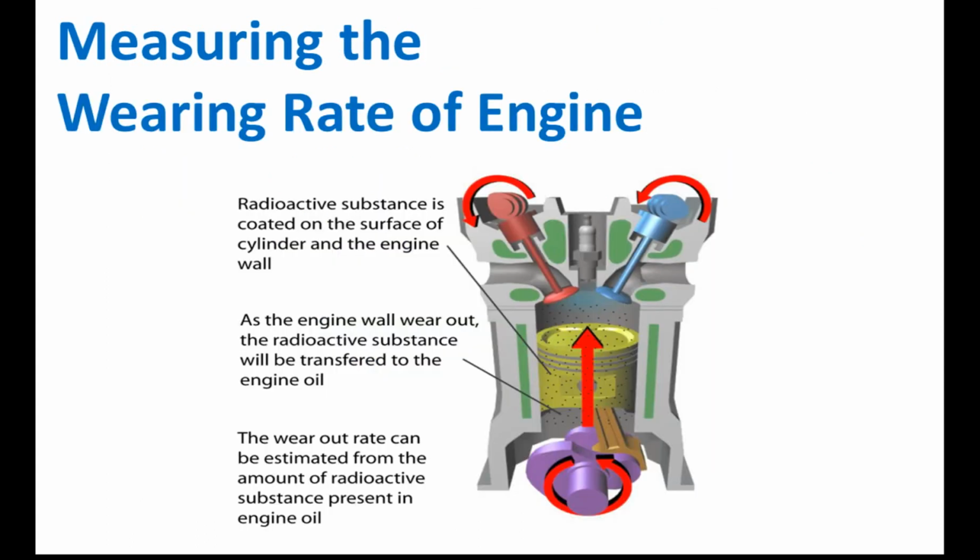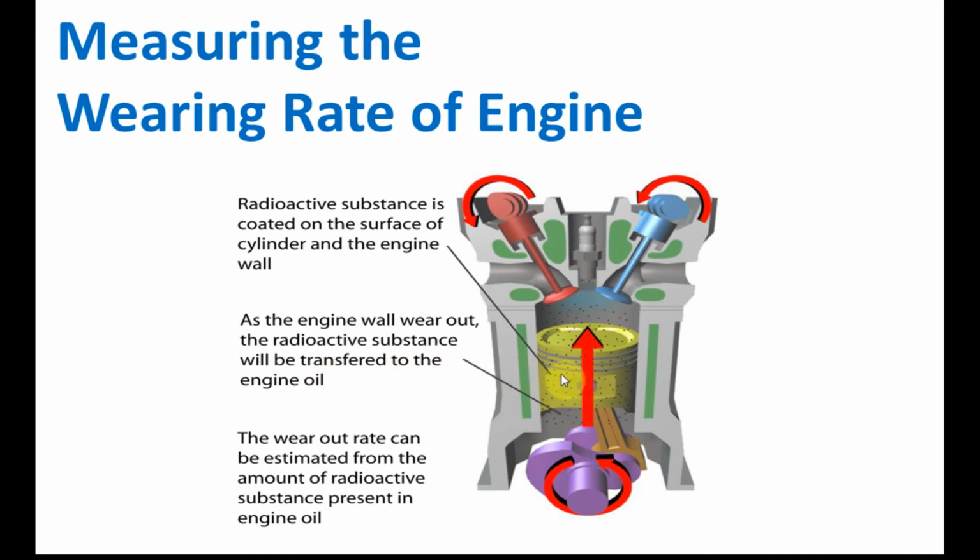It's also used to measure the wearing rate of an engine. This one is used for research, research on how good the engine oil is. Normally the radioisotope is added into the metal. The radioactive substance is coated on the surface of the cylinder and the engine wall, and as the engine wall wears out, the radioactive substance will be transferred to the engine oil.